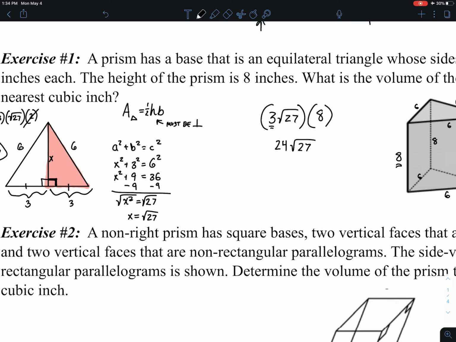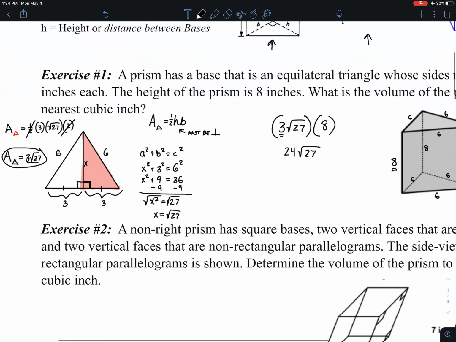Now, we're technically almost there. We're not fully there yet because the question asks, what's the volume to the nearest cubic inch? Which means I'm going to have to put 24 rad 27 in my calculator, and that'll spit out approximately 125 inches cubed. And that right there is going to be your final answer.